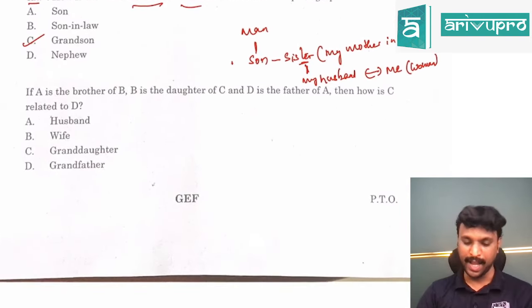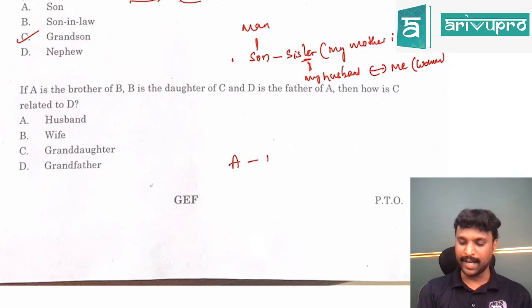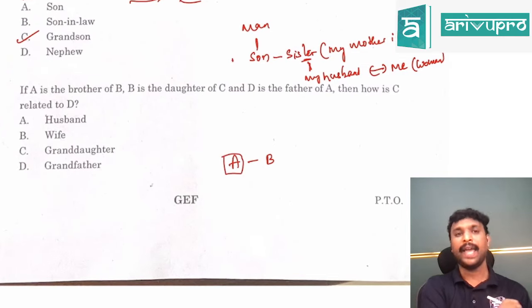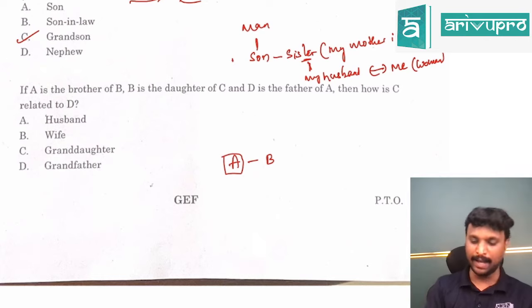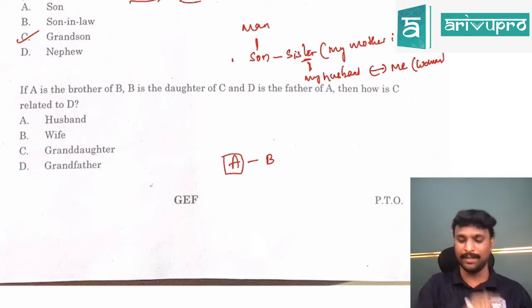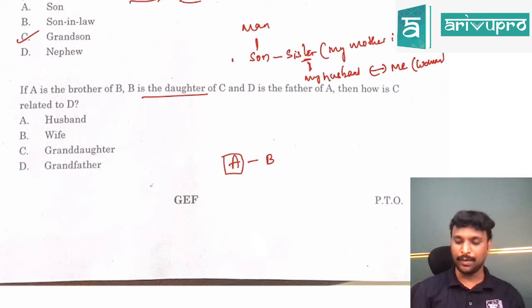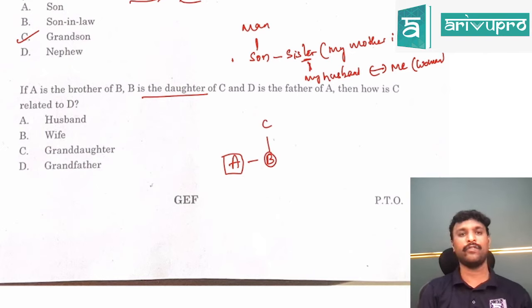Guys, 30th question. A is the brother of B. So they are siblings whose gender is known. A's gender is known. So A is a male. For male we use a square and female circle. B is the daughter of C. So B is daughter of C. Therefore C should be above. B is a daughter. Therefore B is a female.